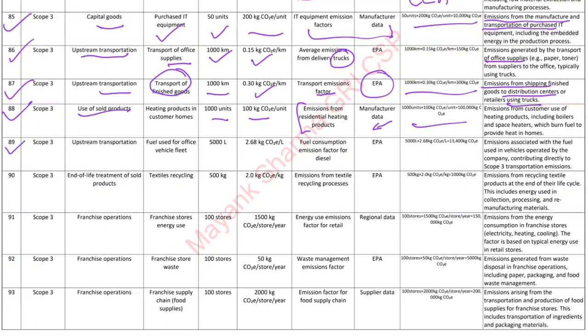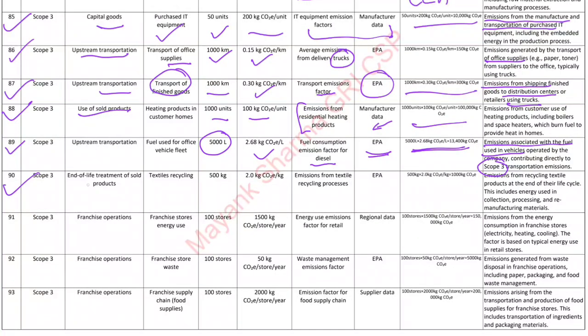Then example number 89 is scope 3 upstream transportation, the fuel used for office fleet, there is the quantity being consumed, emission factor, fuel consumption emission factor for diesel, EPA, and there is the calculation done, multiplying the diesel consumed into the emission factor. So emission associated with the fuel used in the vehicle operated by the company and contributing directly to the scope 3 transportation related emissions actually.